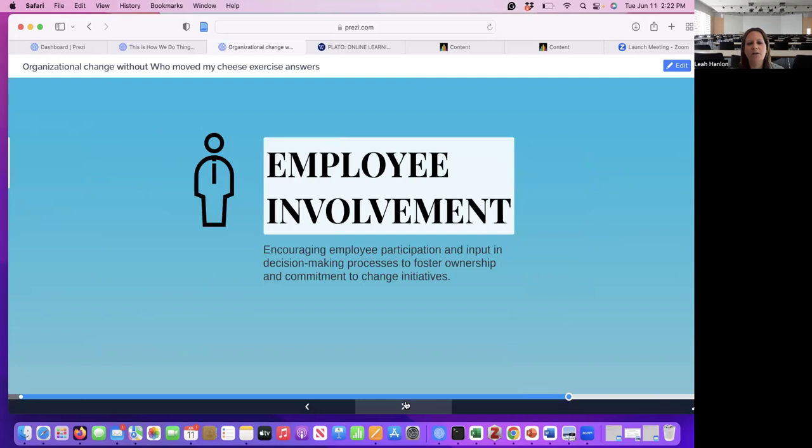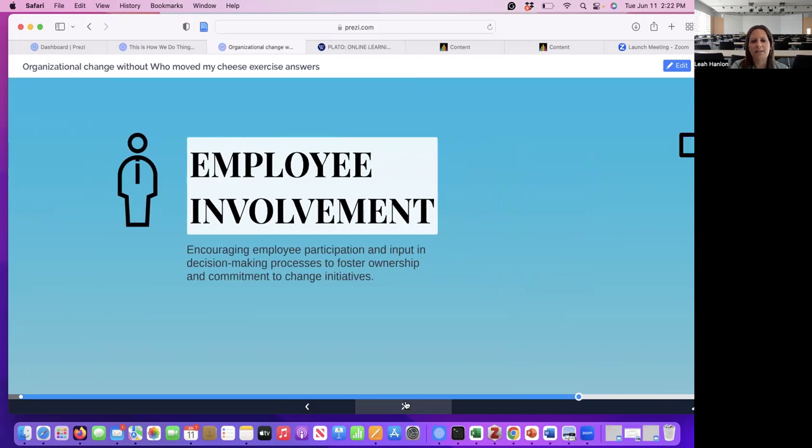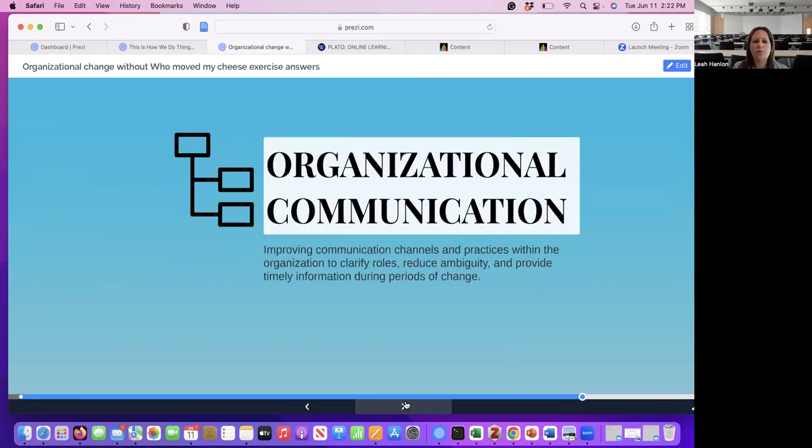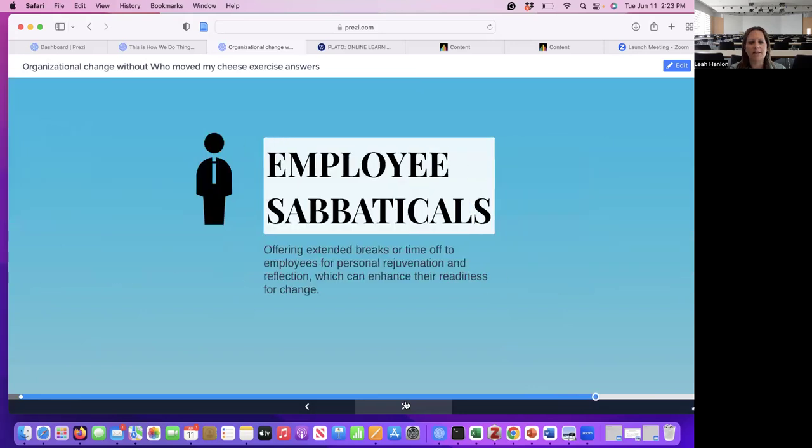Employee involvement, encouraging employee participation and input in decision-making processes to foster ownership and commitment to change initiatives. We've mentioned this multiple times, but getting the employees involved will help them agree to changes. Organizational communication, improving communication channels and practices within the organization to clarify roles, reduce ambiguity, and provide timely information during periods of change. And employee sabbaticals, offering extended breaks or time off to employees for personal rejuvenation and reflection, which can enhance their readiness for change.